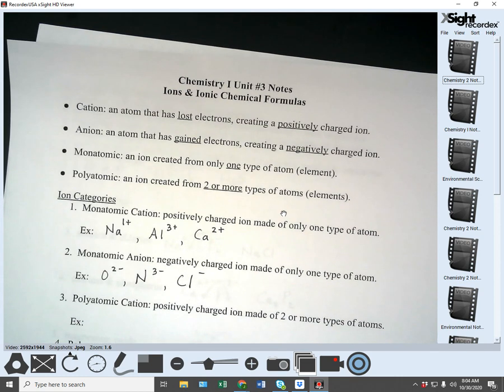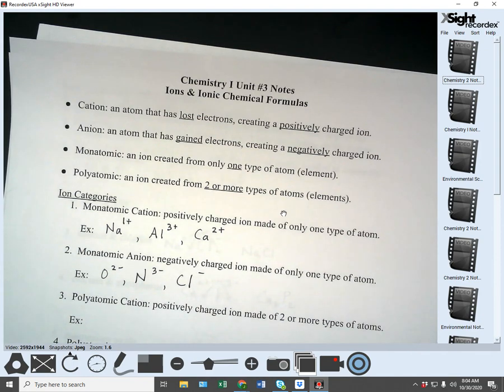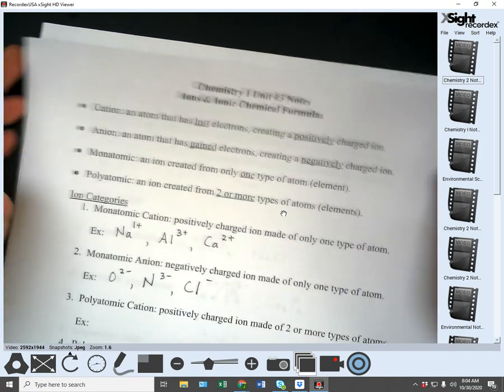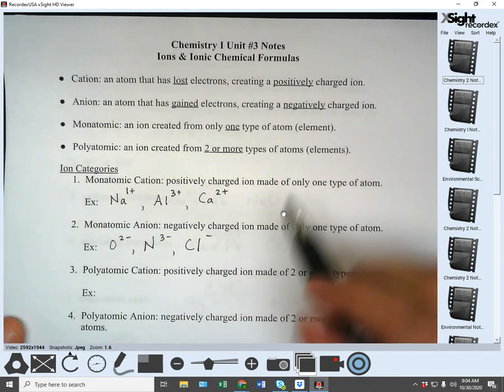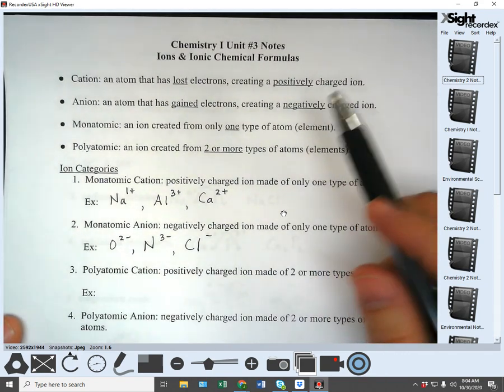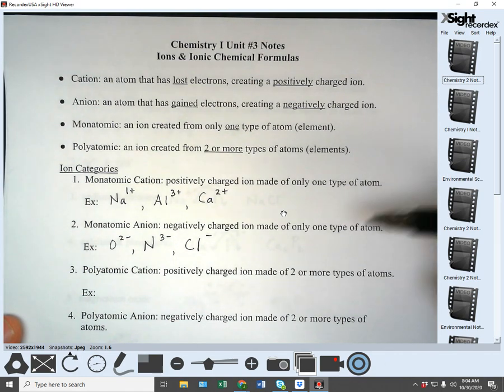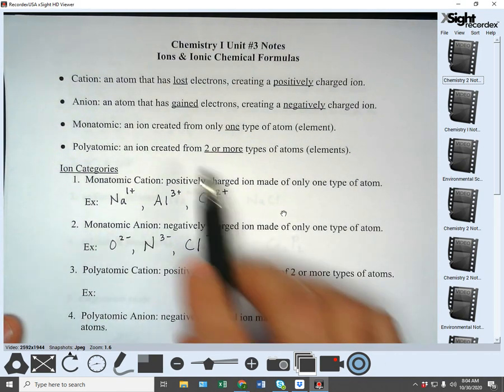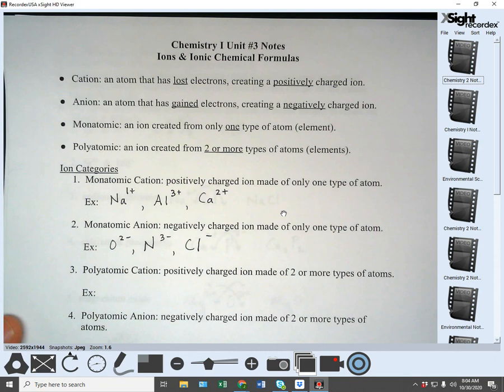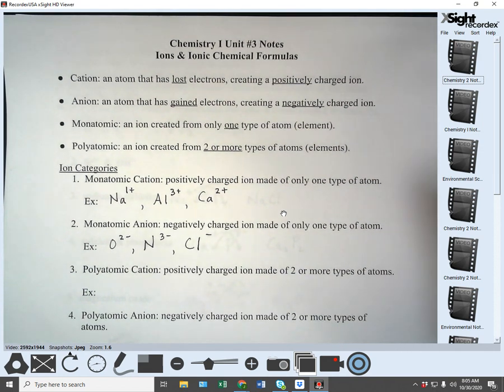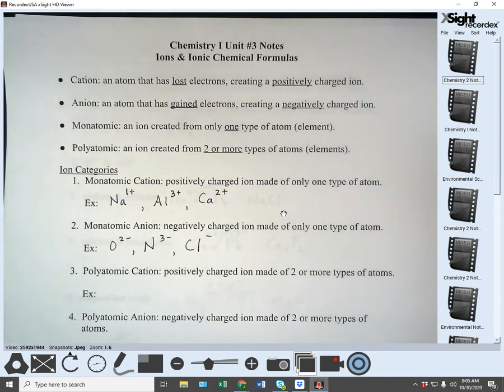So in this video, I'm going to cover the second half of the ions and ionic chemical formula notes. In the first part, we talked about monatomic ions, ions made of only one type of atom. I had listed some here, and I showed you how to figure out the charges from the periodic table, stuff like that.